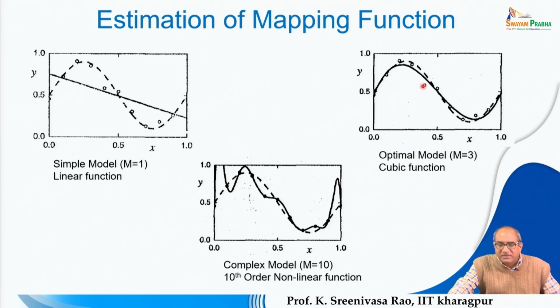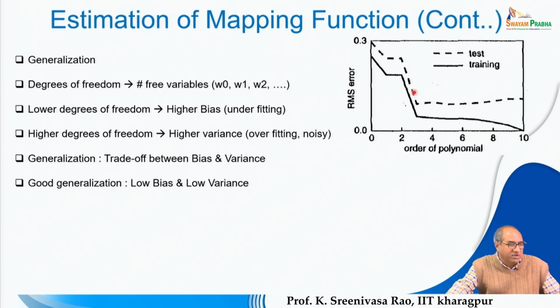In between, with an intermediate polynomial order like a cubic polynomial, you can see that the estimated function is very close to the actual function. So, the lower degrees of freedom provide higher bias. It means that it underfits the data, that many data points are away from the actual function that was captured.